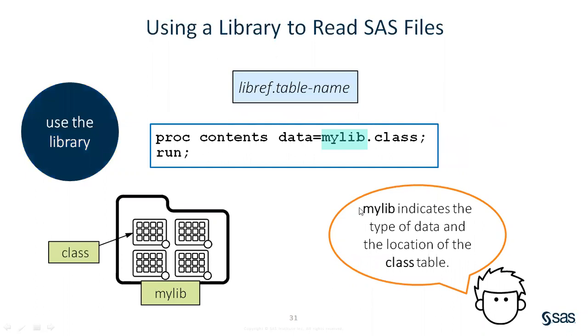So when you refer to a specific table from a specific library, you use a libref dot a file name. So that's what the syntax is telling: libref dot file name, library reference name, and a file name. So it will go to this library, which is in this path in this folder, and this will access the data set. So mylib indicates the type of data and the location of your class table. All fine?